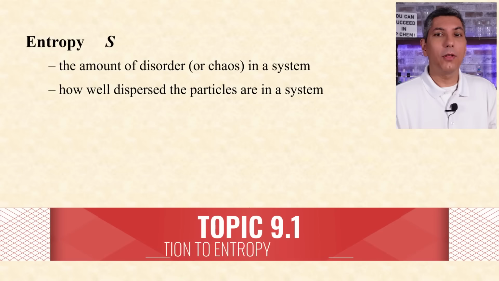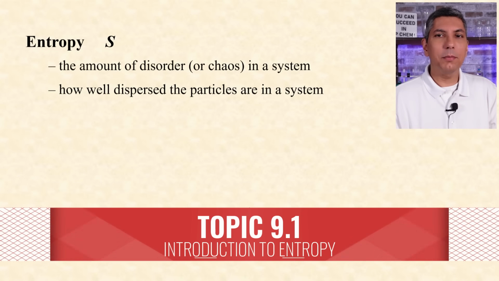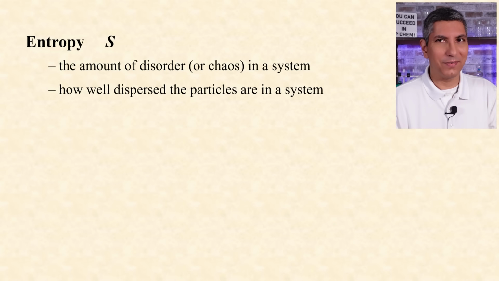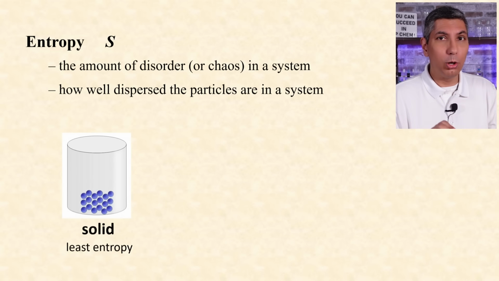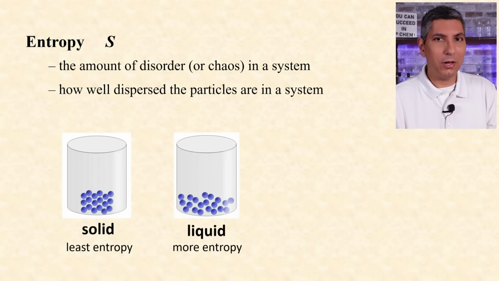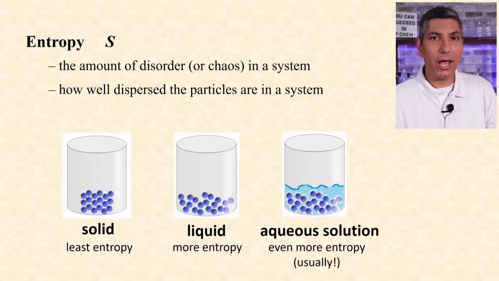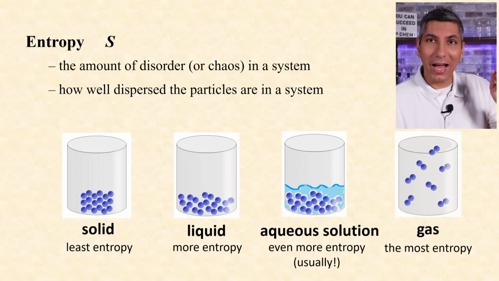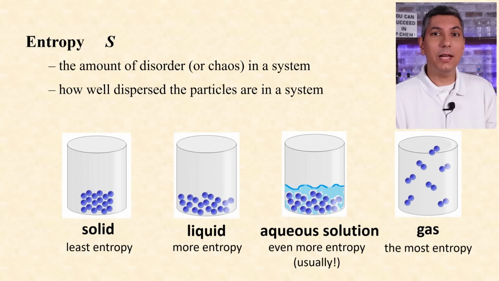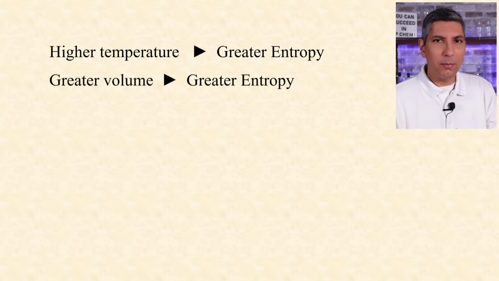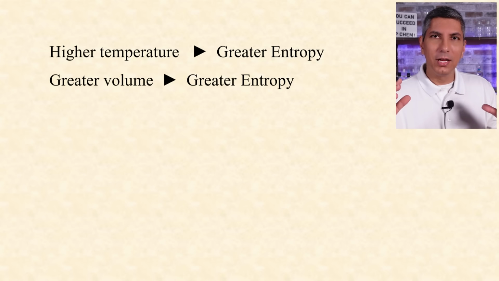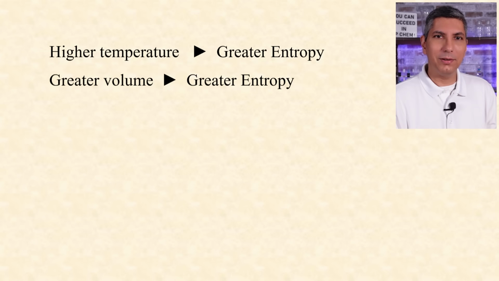Now, let's get started. We often describe entropy as the level of disorder in a system, or sometimes as how well dispersed the particles are. Since solids are very compact and not dispersed at all, they have the lowest entropy. Liquids have more entropy, aqueous solutions usually have even more entropy, and gases have the highest entropy. When you raise the temperature of a material, its molecules move faster, so that's more entropy as well. When you increase the volume for a gas, the molecules have more space to move around and disperse even more, so that's more entropy too.